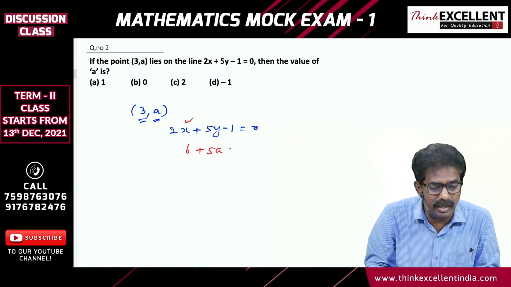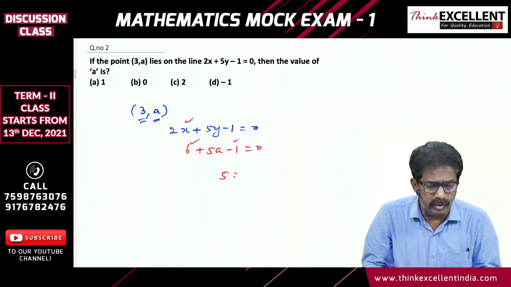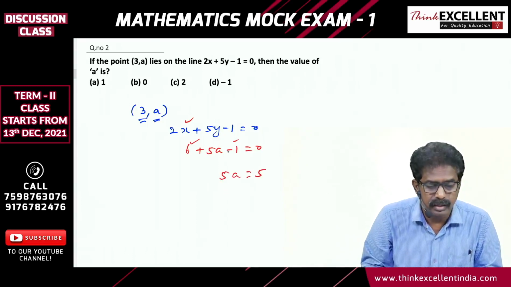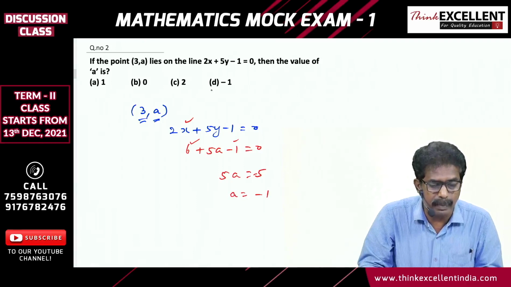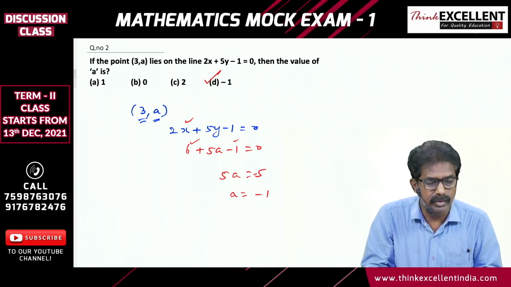So 5a minus 1 equal to 0. 6 minus 1 is 5. Take it to the right side. So 5a equal to 5. So cancel that, take it to the right side, you get minus 5, right? So a equal to, cancel 5, you are getting minus 1. So D is the correct answer. Now shall we move on to the next one?